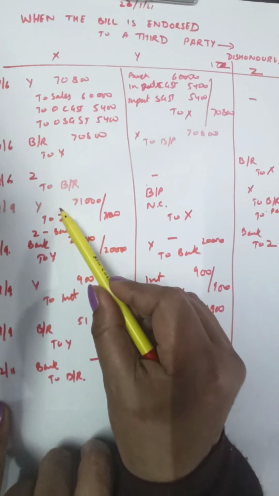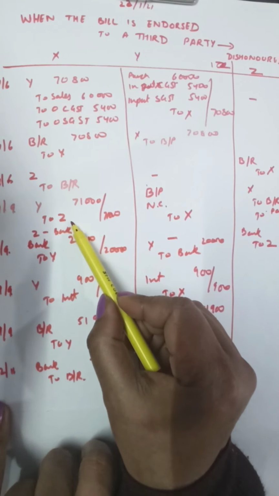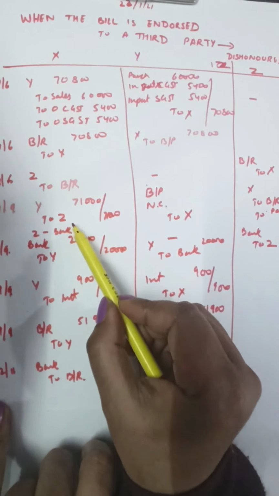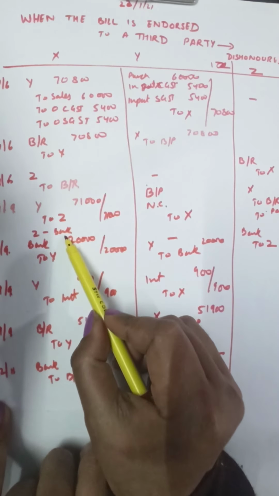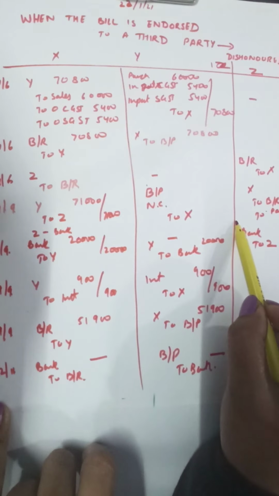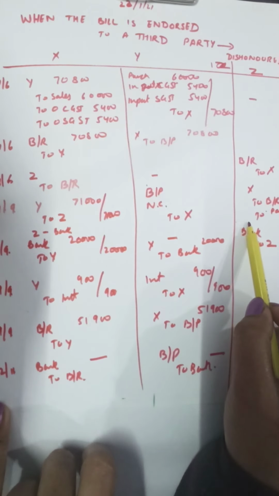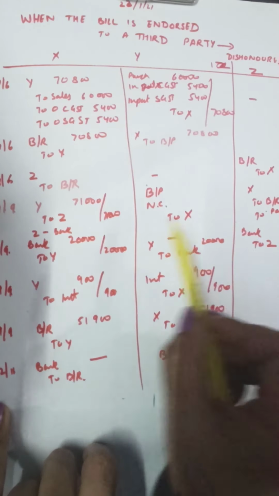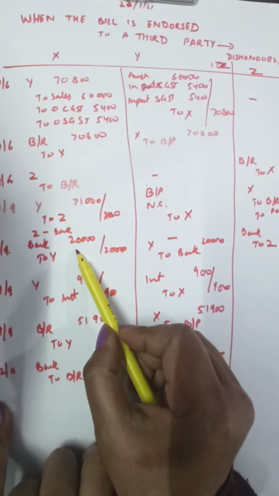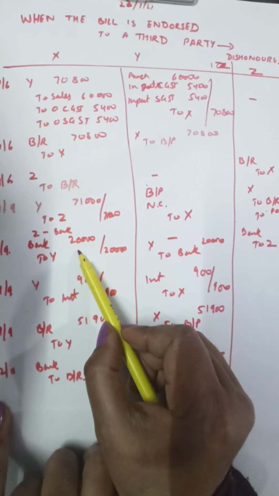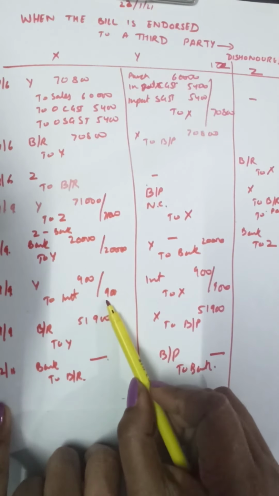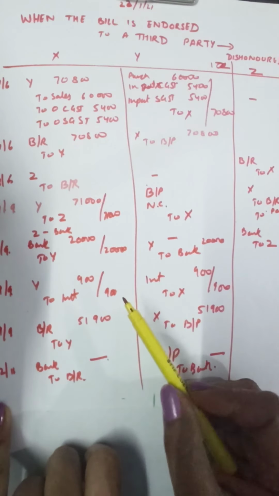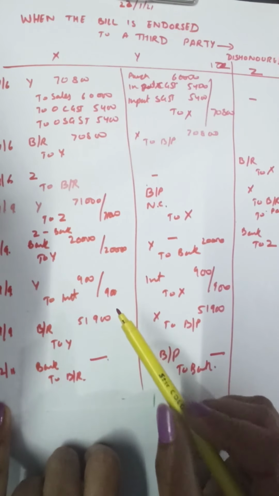Now the next thing: when the bill is endorsed and it is dishonored, Y to Z, it has been endorsed and it is dishonored. Y to Z, a new bill. At that time he pays 20,000. Z to bank, he pays. 71,000 is paid to this person, Z. And then Y pays some amount, 20,000, a fraction of the amount, and for the remaining amount he gets a bill written with the interest added on to the bill. The case is clear and simple, right?